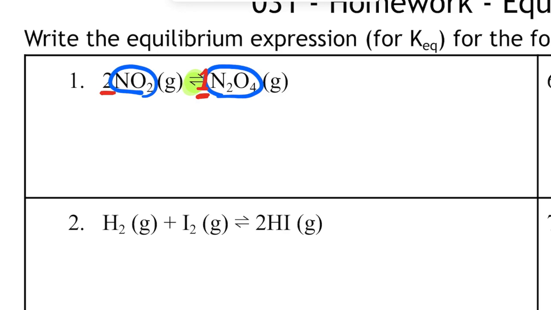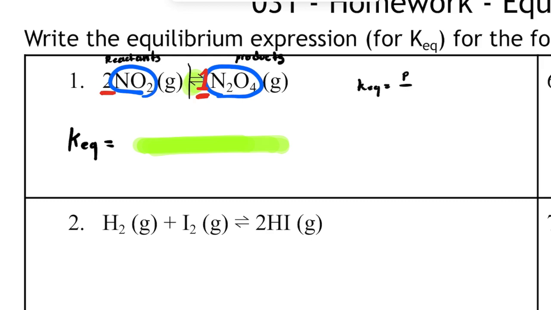And you can even go ahead and divide this between the reactants and products. Okay, so I'm going to write my KEQ equals. Remember that my arrow marks the separation. So I'm going to make my line the same color as my arrow. And remember that KEQ is the same as products over reactants. So I'm going to write my products first.